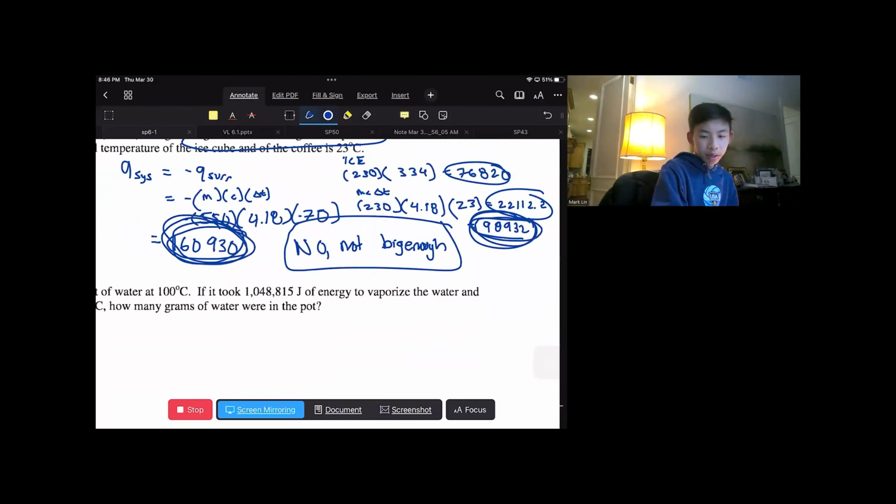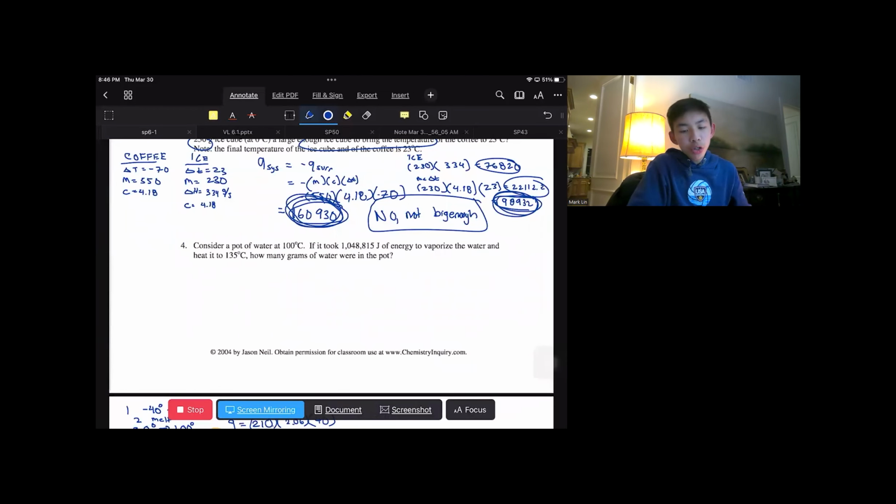All right, number 4. Consider a pot of water at 100 degrees Celsius. If it took 1,048,815 joules of energy to vaporize the water and heat it to 135 degrees Celsius, how many grams of water were in the pot?